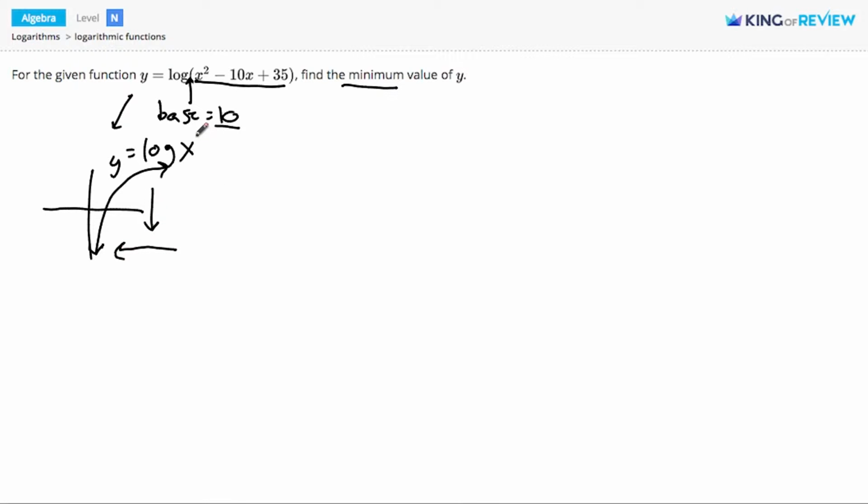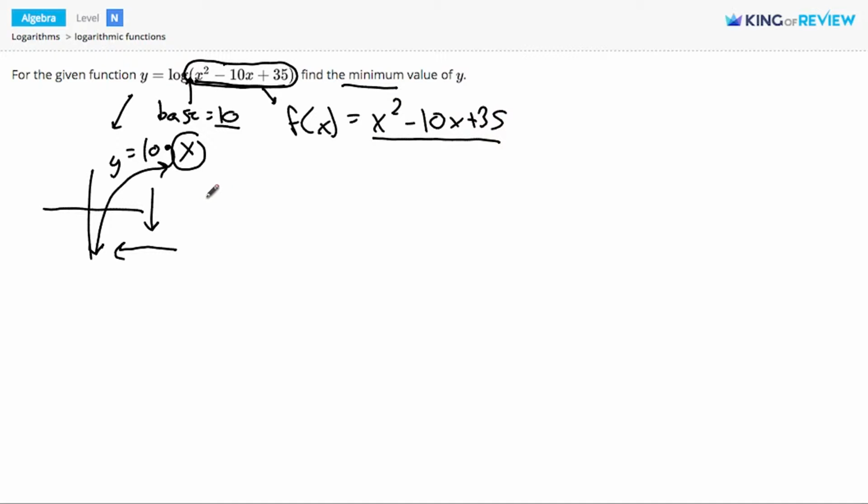X in this graph is the number inside the log. In our problem, that's a complicated polynomial. Let's call that polynomial f of x. So f of x equals x squared minus 10x plus 35. And we need to figure out where the minimum of this function is. If we can find out where the minimum of that function is, that will tell us where the minimum of y is as well. So let's think about what this new function looks like.